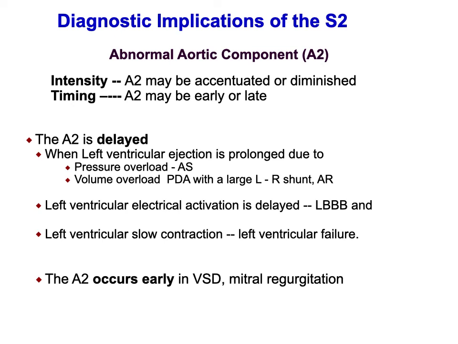Again, when the electrical activation of the left ventricle is delayed, as happens in left bundle branch block, or the left ventricle contracts slowly, leading to more ejection time and taking more time to complete the ejection. That is, in case of left ventricular failure, A2 becomes delayed.